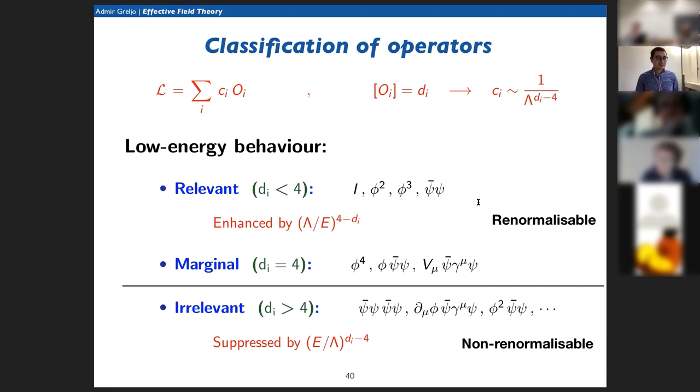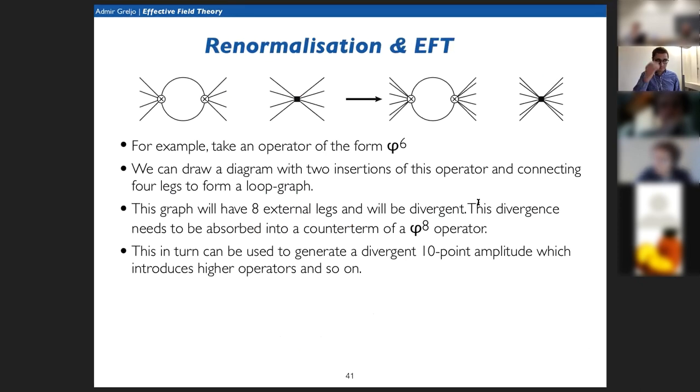What did people initially think was the problem with non-renormalizable operators? Initially, people thought that these are not predictive theories. Why? Take, for example, a dimension six operator, and you want to calculate a loop. Remember, renormalization is about loops. This loop has a divergence, and you see that it has 8 external legs.